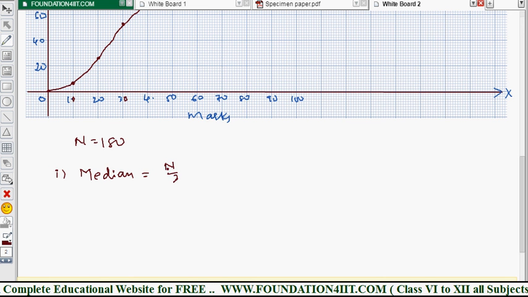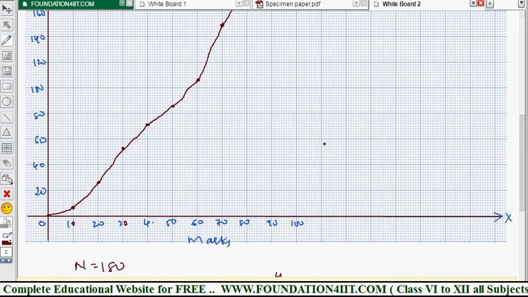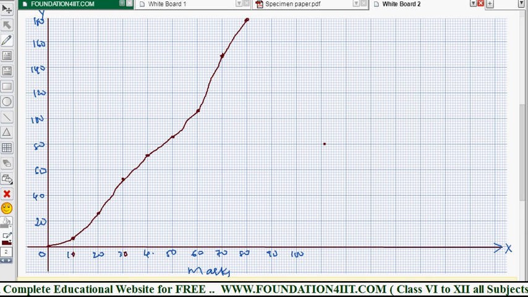So n by 2th observation, that is the 90th observation we should mark. So let's see 90. From 90 we can take a straight line. This y-axis is the number of students. From this 90th observation, from 90 we can mark the line.